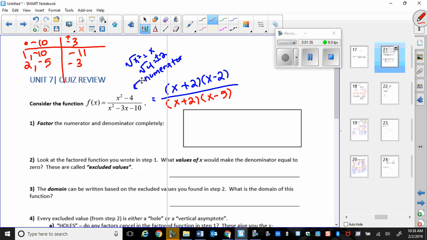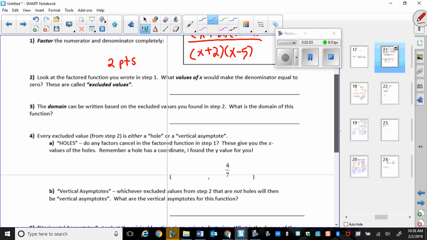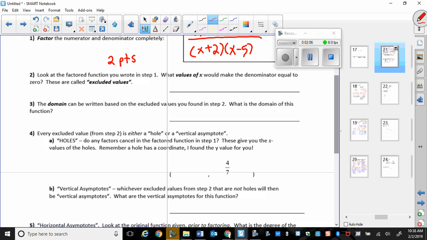What it does not ask you to do, it does not ask you to cancel anything out. So this is going to be worth 2 points. So I have my factored form of this polynomial, this rational actually, worth 2 points on my quiz. Secondly, so the bottom and the top have to be factored.